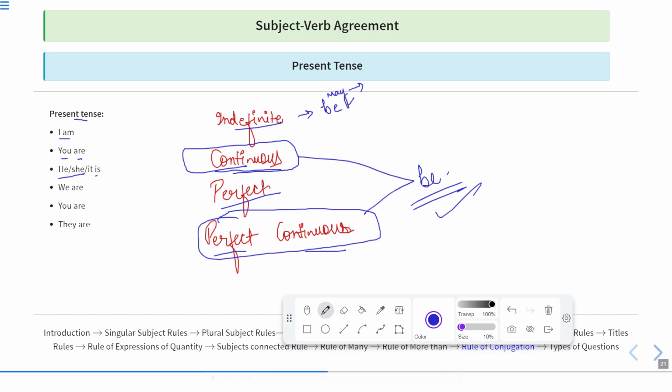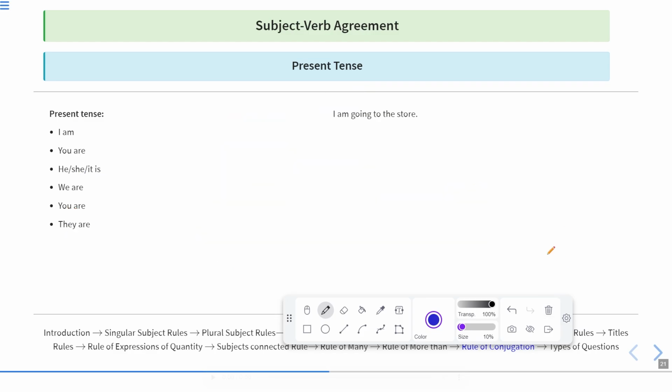He, she, it will contain is. They will be followed by is. So is, am, are, these are the present forms of be. We are, you are, they are. Now, let us see some sentences of these. First of all, the sentence: I am going to the store.